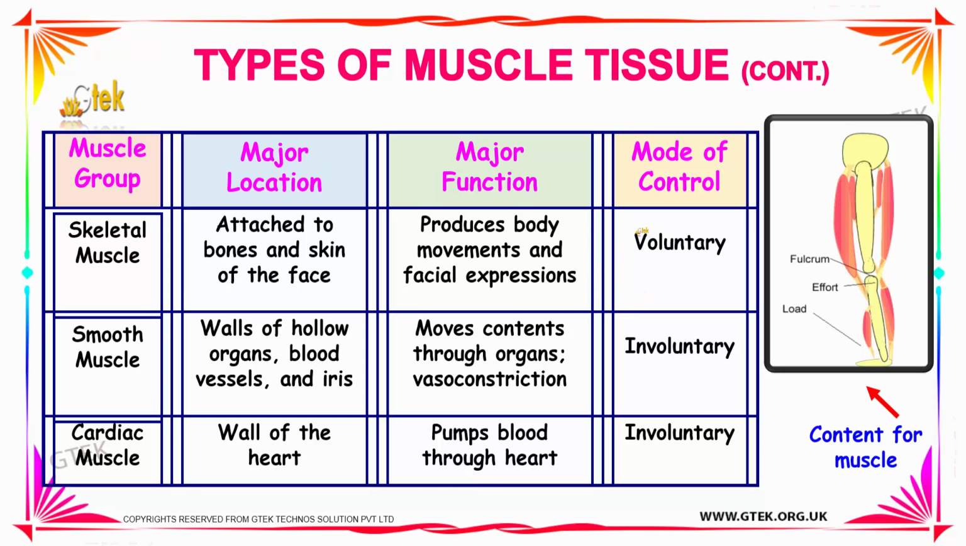The mode of control for skeletal muscle is voluntary, that is, you have to move them on your wish. Whereas your smooth muscle can function involuntarily, that is, without human control. It does the movements on its own. Similarly, your cardiac muscle as well has involuntary as the mode of control. So, this is how the muscle tissues are classified.